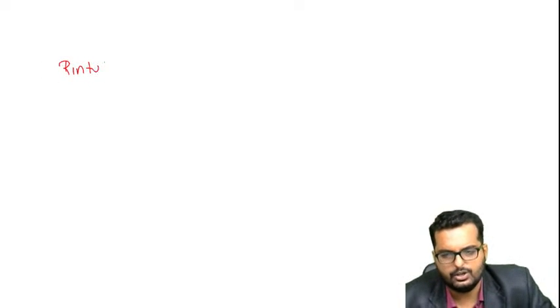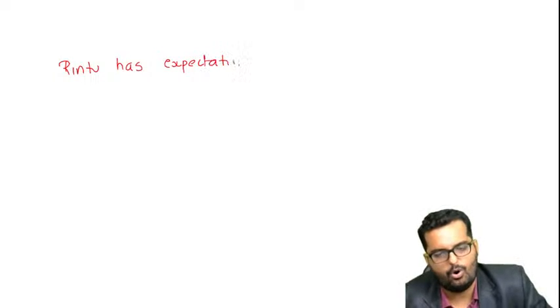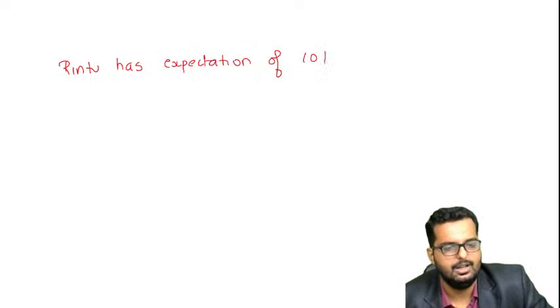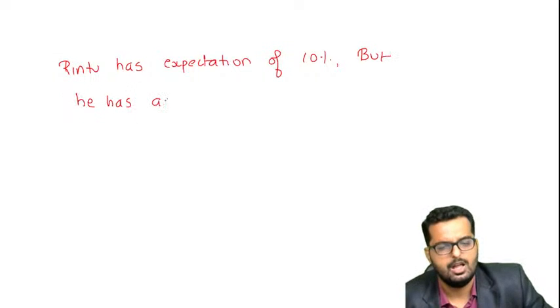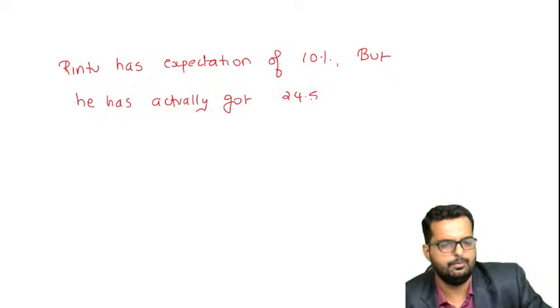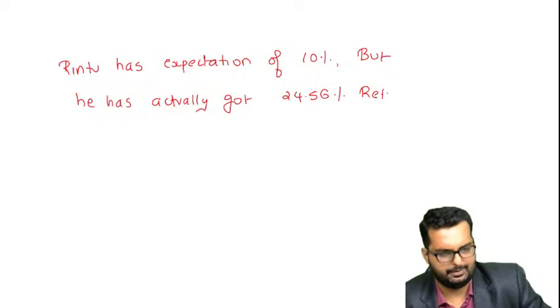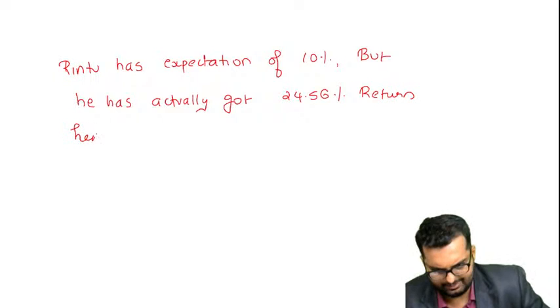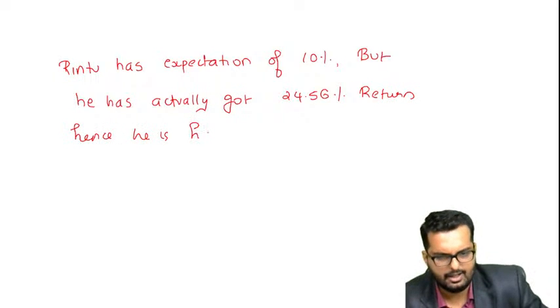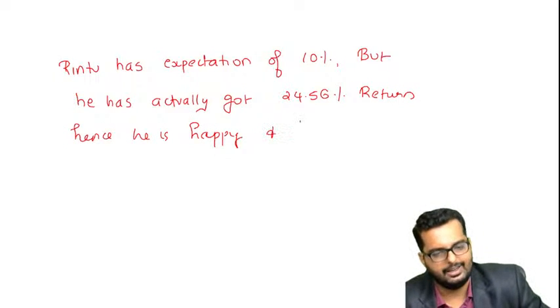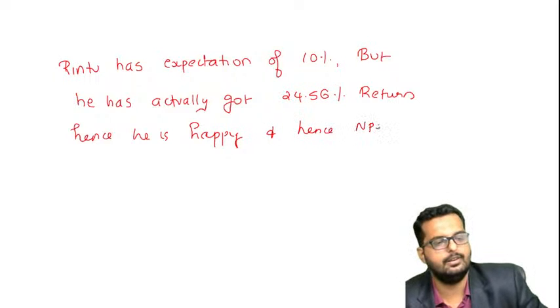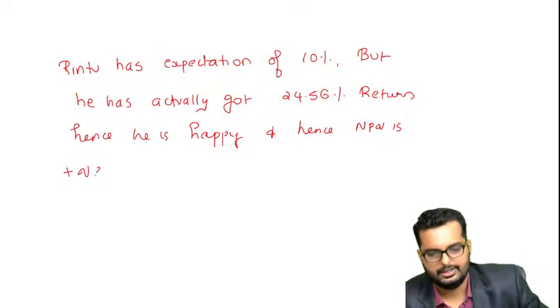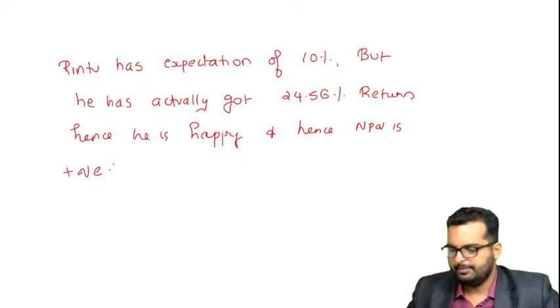is that Rinto has expectation of only how much percentage? 10 percentage. But he has actually got how much percentage return over here? 24.56% return. Hence, he is happy and hence NPV is positive. Can you please write down till here in your books now, friends?